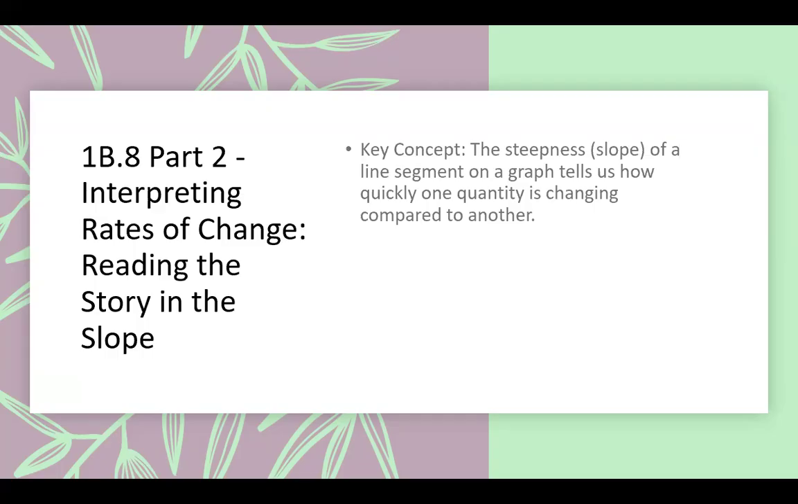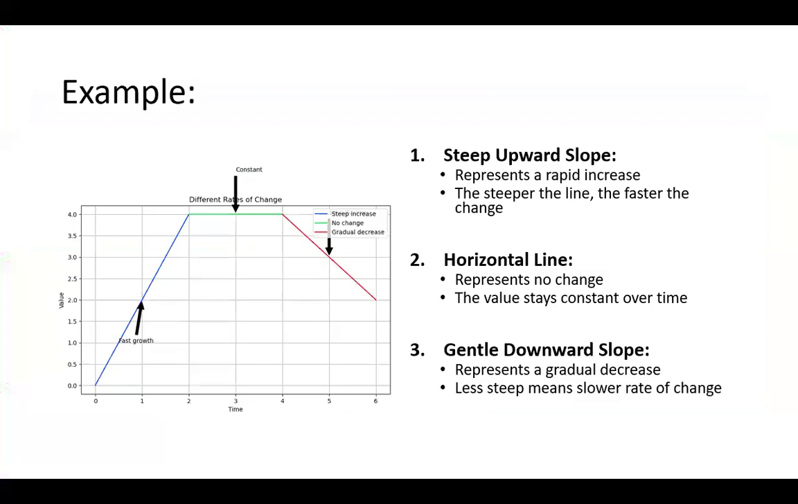A key concept here is that the steepness, aka your slope of a line segment on a graph, tells us how quickly one quantity is changing compared to another quantity, right? So if I have a really steep slope, that means my y values are growing pretty fast compared to my x values as my x values increase, okay? So we're going to look at a real world example. And we're going to talk about that real world example.